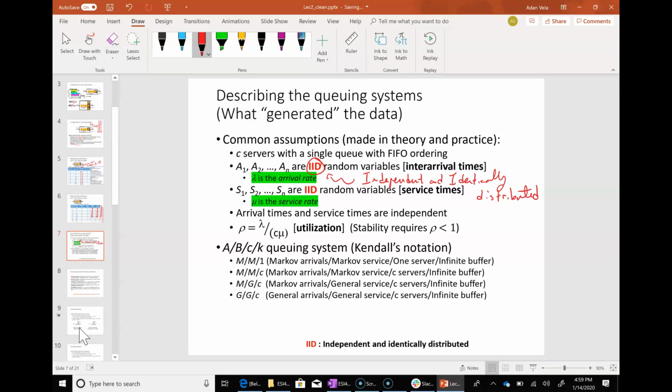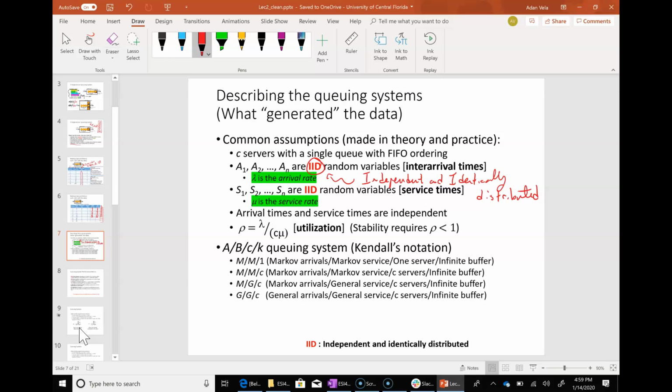Okay, so what does this mean in plain language? Let's say the time between the first customer and the second customer. Let's say it took me 5 minutes, or 2 minutes, 3 minutes, doesn't really matter. The time between two customer arrivals has nothing to do with the time between the 100th and 101st person who arrived. Okay? Those arrival times are independent of each other.